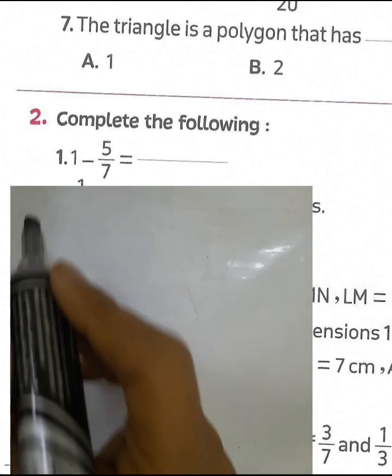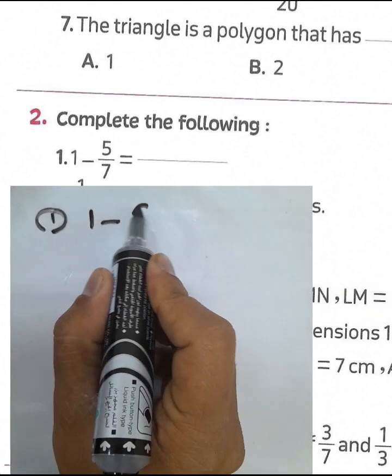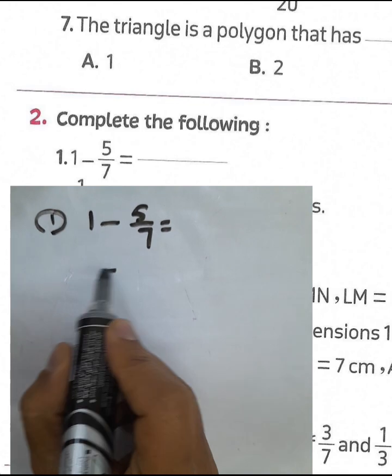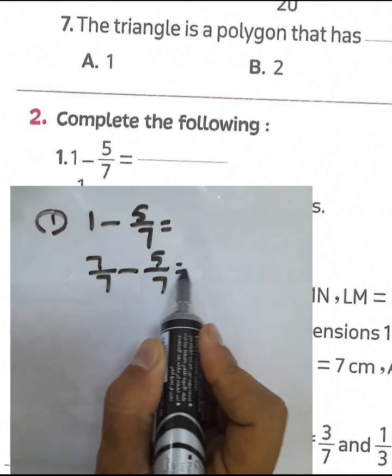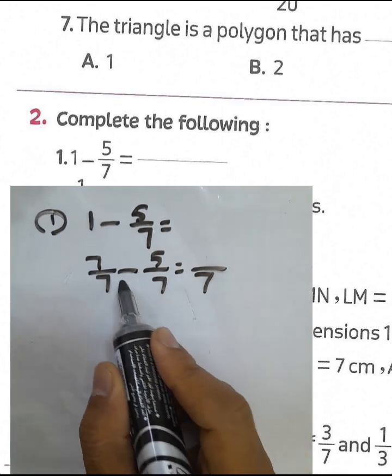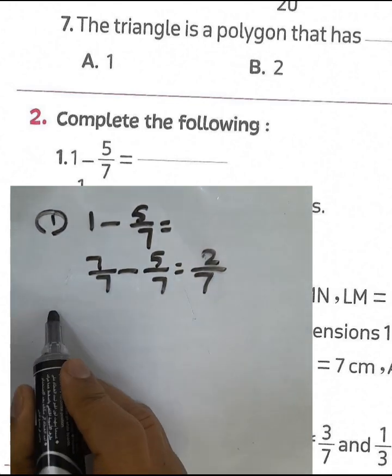Question number 2. Complete. Number 1. 1 subtract 5 over 7. We can find the difference between them. 1 equals 7 over 7. Subtract 5 over 7. Write 7 in the numerator and 7 minus 5 equals 2.